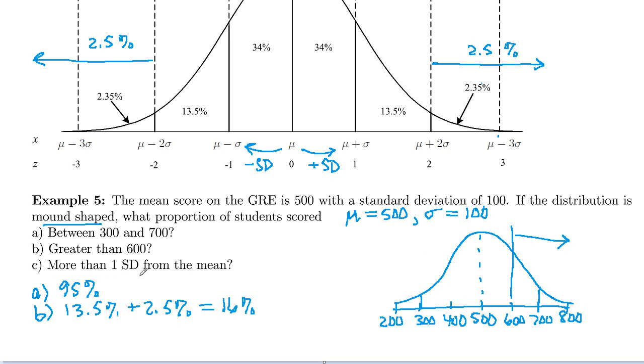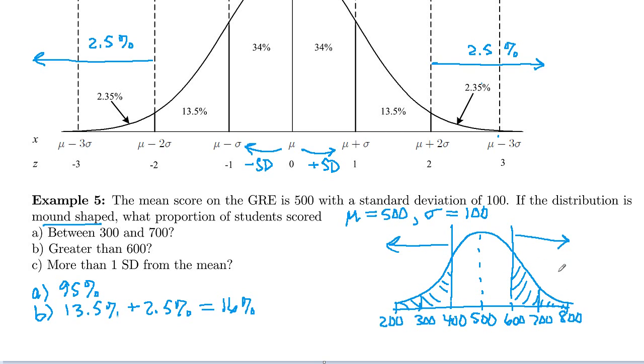More than one standard deviation from the mean. So more than one standard deviation from the mean. This is exactly one standard deviation from the mean. The data over here is more than one standard deviation from the mean on the right. 400 is one standard deviation below. This is more than one standard deviation from the mean on the left. So we actually want this area here plus this area here.